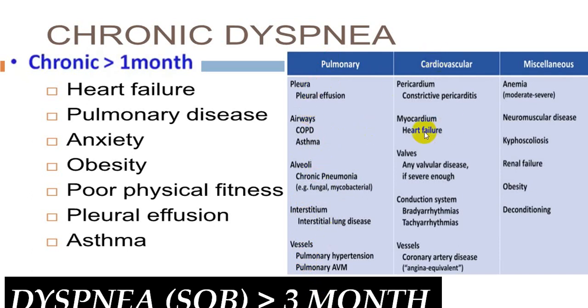As far as cardiovascular conditions are concerned: heart failure, and we always use the word chronic congestive heart failure, constrictive pericarditis, valvular heart disease, tachy-brady arrhythmias, and what we call coronary artery disease, particularly angina equivalent syndrome. As far as the non-cardiac, non-respiratory group is concerned: anemia, kyphoscoliosis, renal failure, obesity, deconditioning, neuromuscular disorders like myasthenia gravis, those groups.